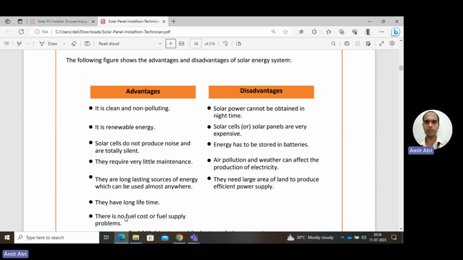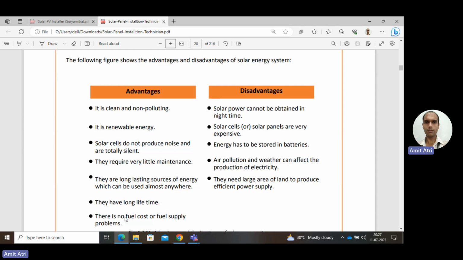Now coming to the disadvantages, we cannot get solar power in the night because the sun is not available. Next, they are expensive. The cost of solar panels is high. Third, we need a storage device like a battery so as to get power as and when required. Next, air pollution and the weather can affect the production of electricity. We will discuss how weather is going to affect it.